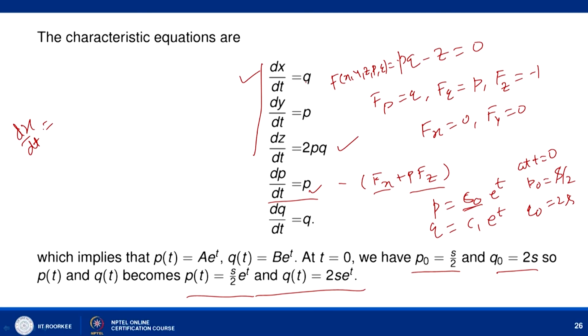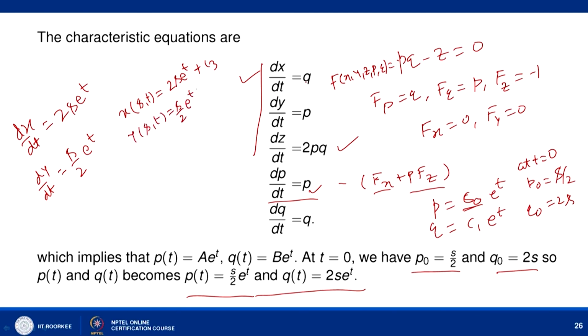So, pt and qt are now known to us, then we can write dx by dt equal to q, which is 2s e to the power t, and dy by dt equal to what? dy by dt is equal to p, that is s by 2 e to the power t. So, when you solve this, what you will get, x of s, t is equal to 2s e to the power t plus some constant, let us say c3, and y of s, t will be s by 2 e to the power t plus some c4.